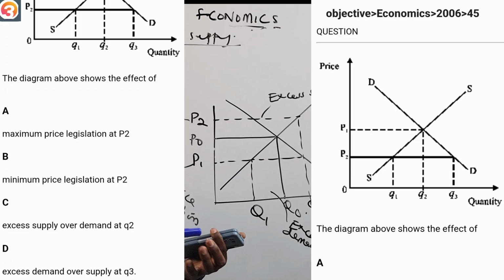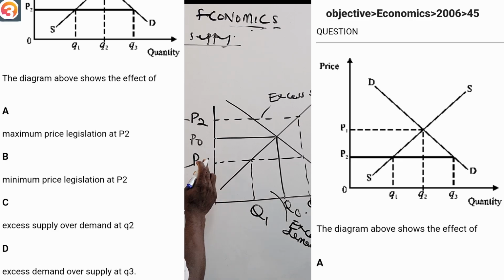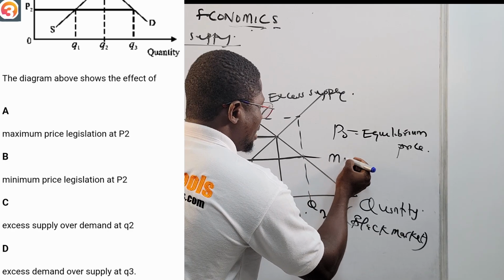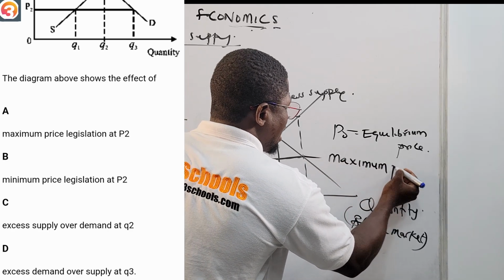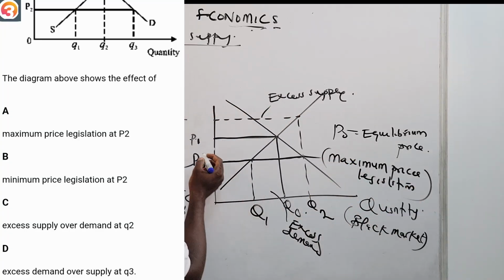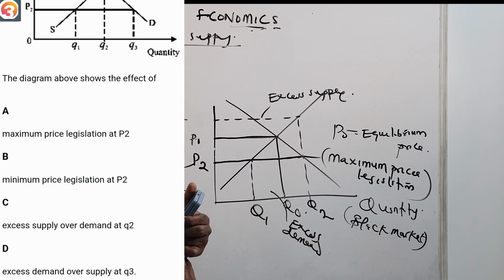At P2, should I draw a diagram here? Look at where P2 is in this diagram. Our equilibrium position is P1. Now P2 is below the equilibrium price. So that is maximum price legislation, for the sole reason that it is set below the equilibrium price. You should know that the answer is option A.